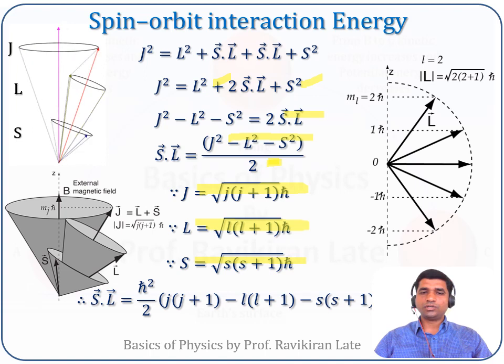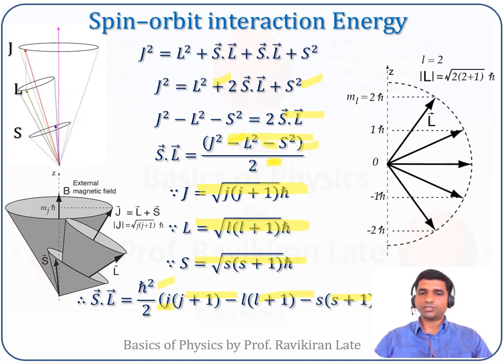So if I substitute these values in this equation, the square root will be removed, and each term will have an h cross square. So I'll take h cross square common, and this 2 I will write outside. So it will be h cross square by 2 outside. For J square it will be J into J plus 1, for L square it will be L into L plus 1, and for S square it will be S into S plus 1. Okay, so this will be the expression for S bar dot L bar.